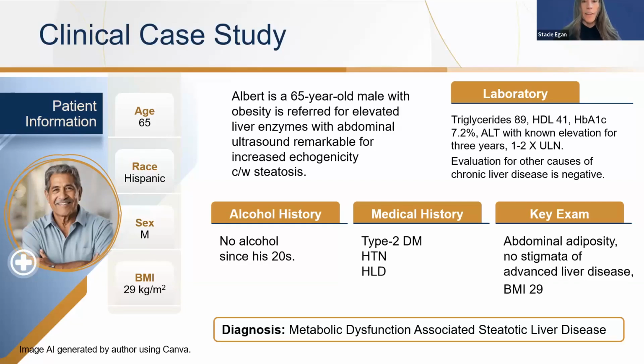We have notably worked him up for other causes of chronic liver disease, which is important anytime we're worried about metabolic associated steatohepatitis. So the patient has type 2 diabetes, hypertension, hyperlipidemia. He does have some abdominal adiposity, no stigmata of advanced liver disease. And like I said before, he is obese with a BMI of 29. So this is a patient with metabolic syndrome. This is a classic patient with metabolic associated dysfunction steatotic liver disease.